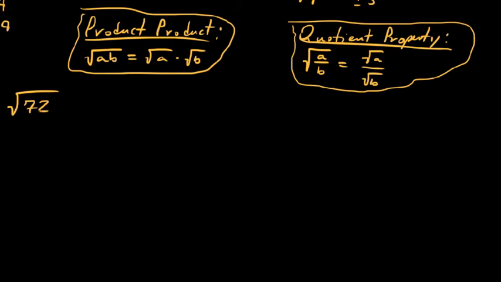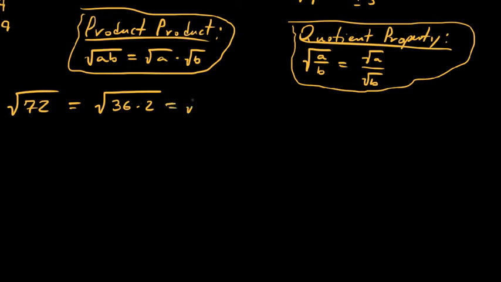The reason is that there is a perfect square that divides into 72 evenly. You might say it's a multiple of 4, and it is, but even better, we could say this is the same thing as 36 times 2. I say 36 times 2 because we know the square root of 36: 6 times 6 is 36.